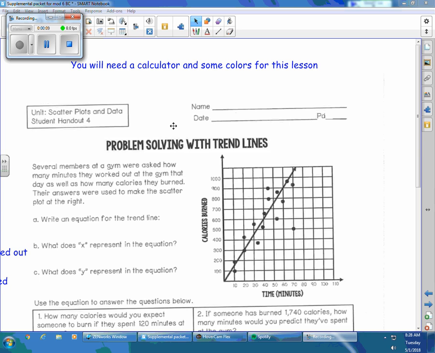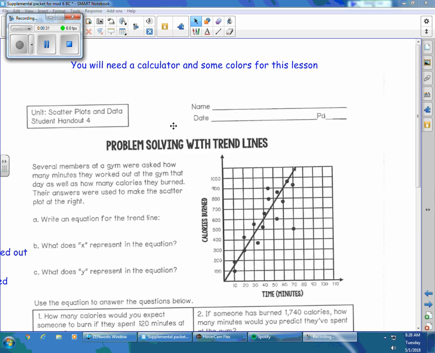You should be on page 17 of your packet, and it's problem solving with trend lines. You're going to need a calculator handy and some colors for this lesson. Now, the colors aren't mandatory, but I'm going to have you marking some text, and I like to color code things, and I know some of you guys do as well. So if you don't have colors, you can make do without it, but you definitely will need a calculator, or some of you at least will. So let's jump right in.